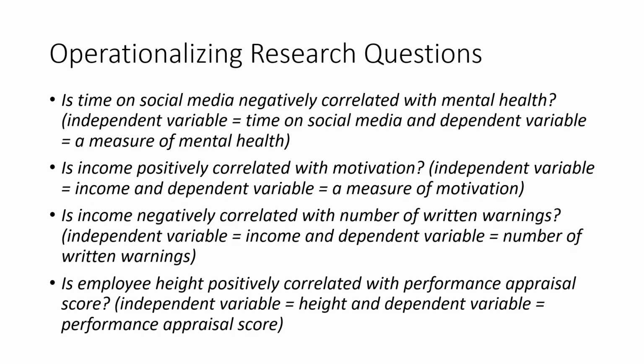Let's take a few moments to think about some research questions that we could both ask and answer using simple regression or Pearson's R correlation coefficient. Is time on social media negatively correlated with mental health? So we might assume that the more time an individual spends on social media, the worse his or her mental health. So in this case, our independent variable is the amount of time that you spend on social media, and the dependent variable is some measure of mental health.